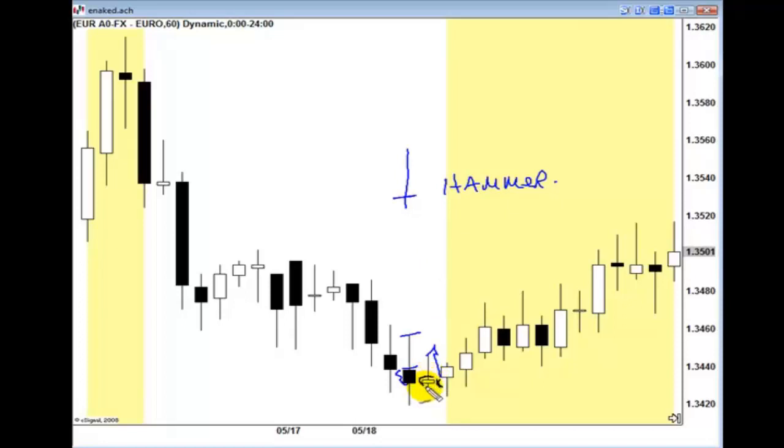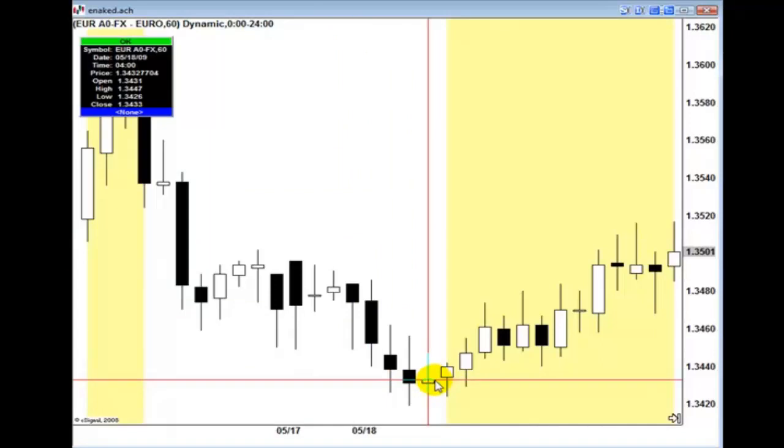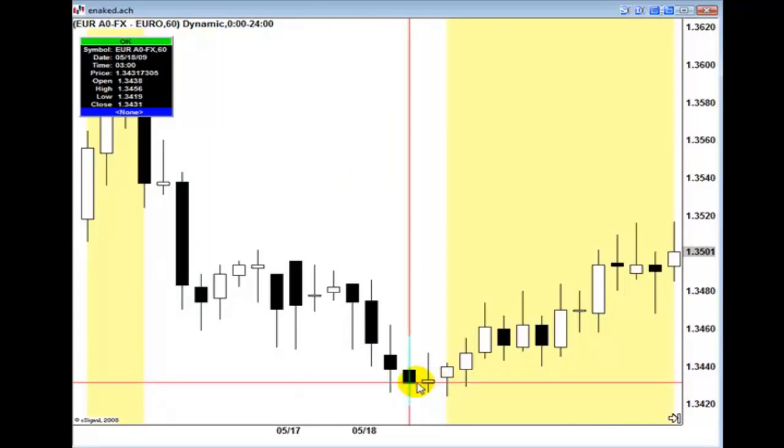We can get in there at the close of this candle. Let's have a look at it more accurately. We can get in at the close of that candle with a stop loss. We'd actually get into this candle before that. The entry price is 1.3431. That's the entry price of this potential trade.